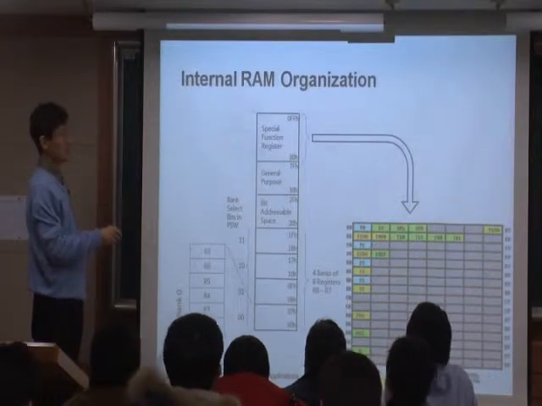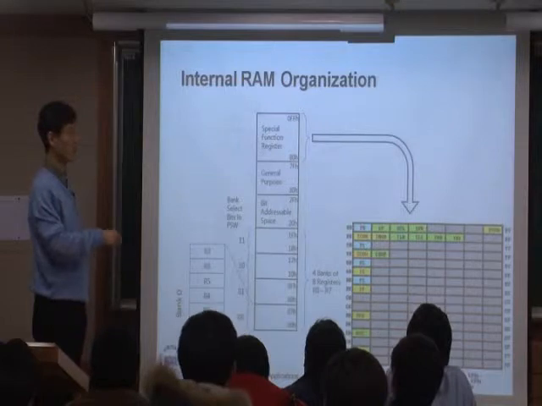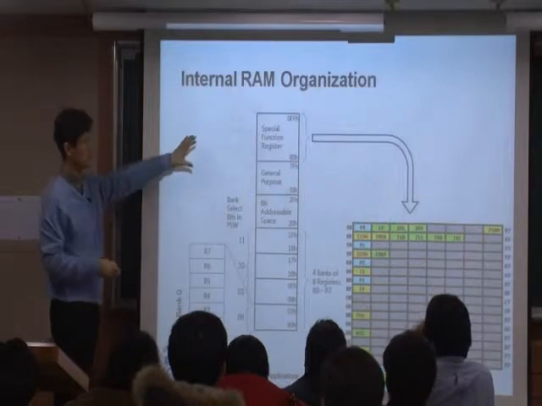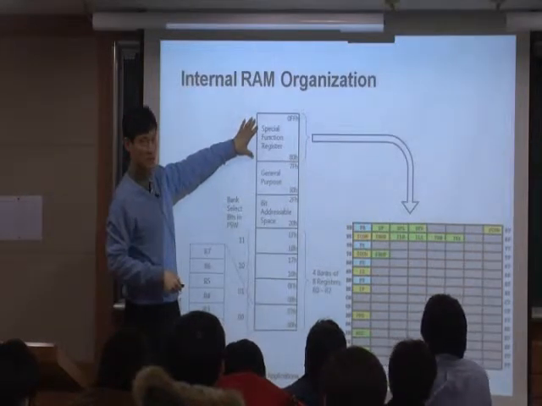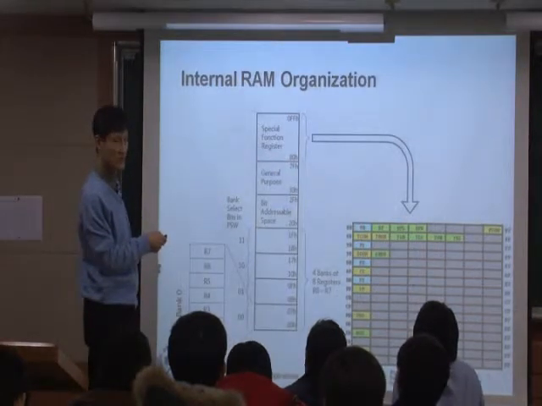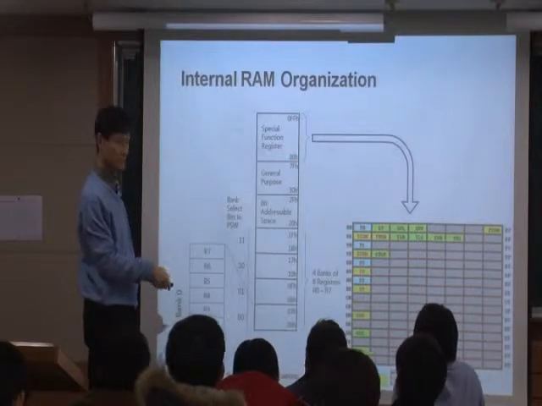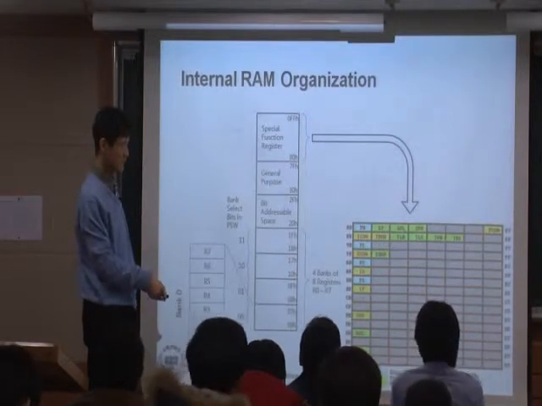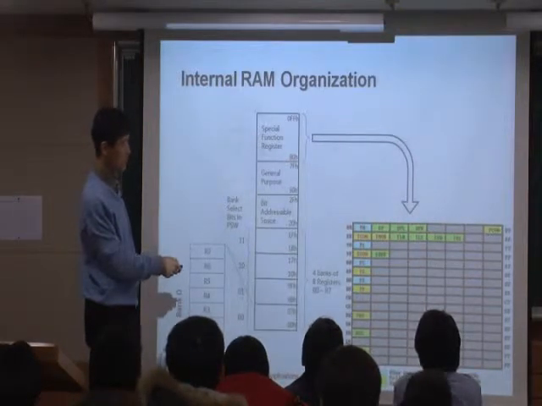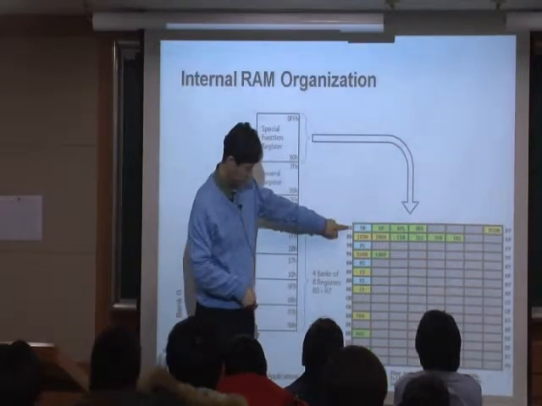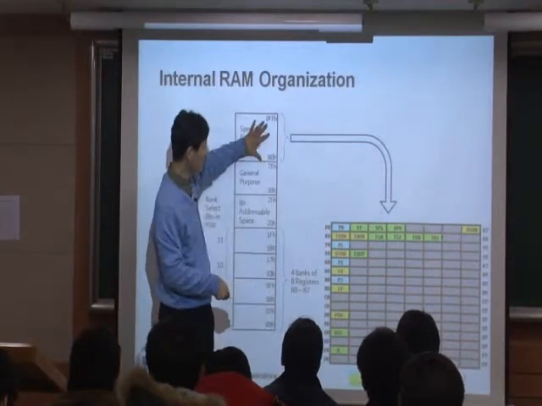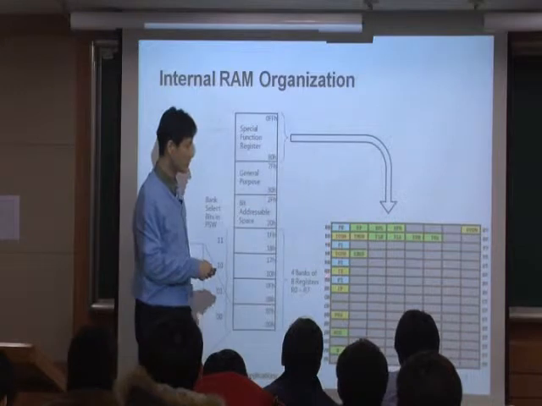From 80H to FFH, in fact, this is half of the whole thing. The whole thing is 256. This one is the half, 128 bytes. This area is called the special function register. This area looks like this. We have addresses 80 up to FF. So this is the whole map of this area. This is the special function register area.